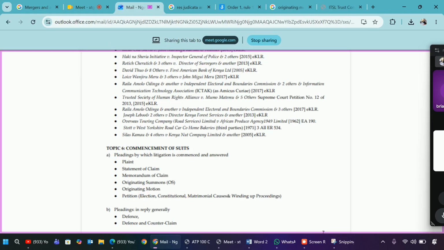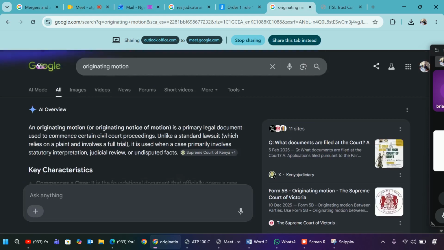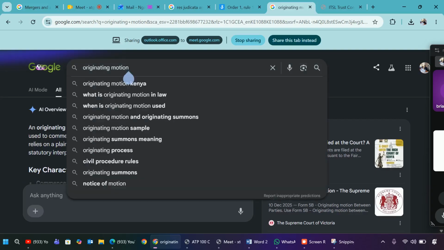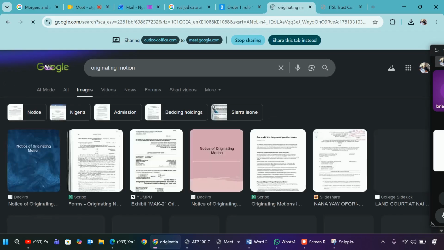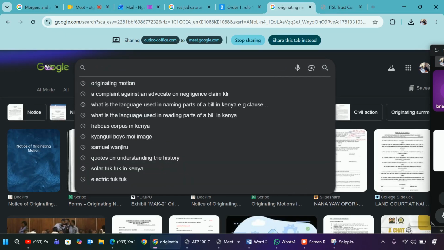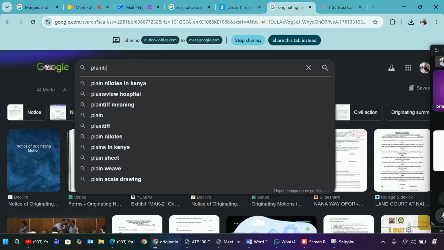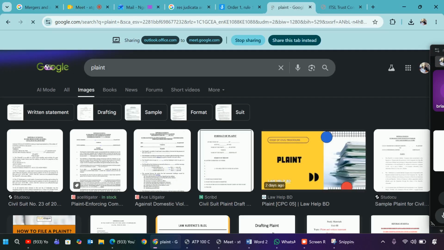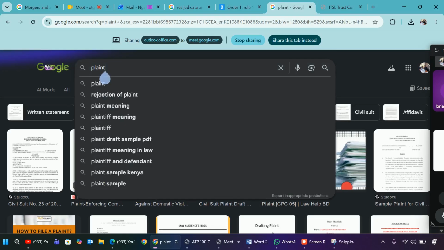What are the key contents of each document? What if now you have been told to draft? Do you know what forms a good example of each? Let us start with the plaint. We look at various parts of a plaint.